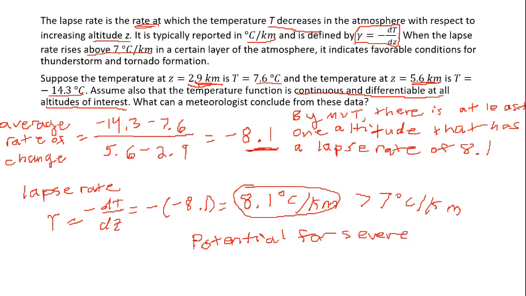We don't know where in the atmosphere this is, but we do know that there's at least one altitude up there somewhere that has an instantaneous rate of change exactly equal to the average rate of change.